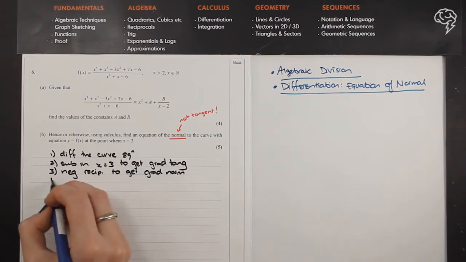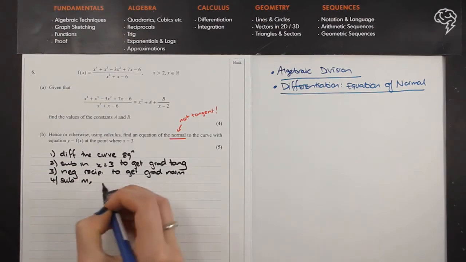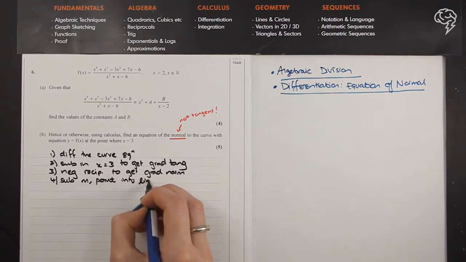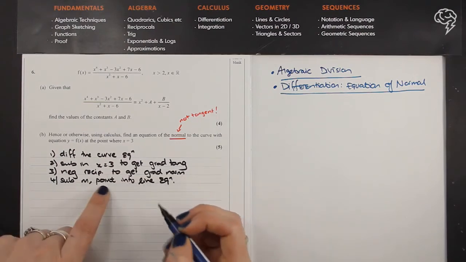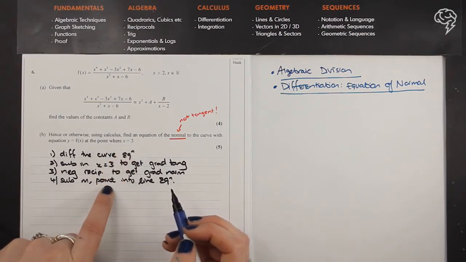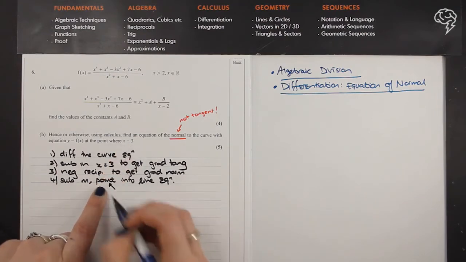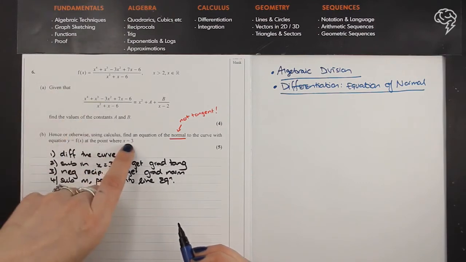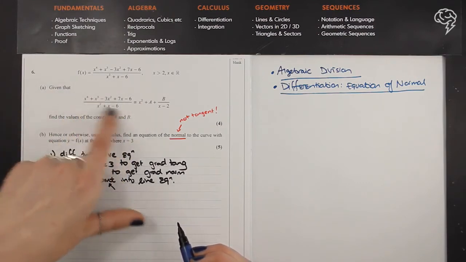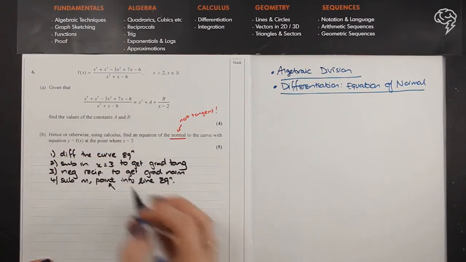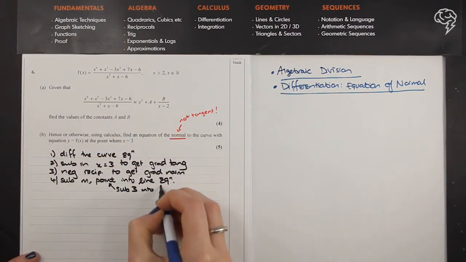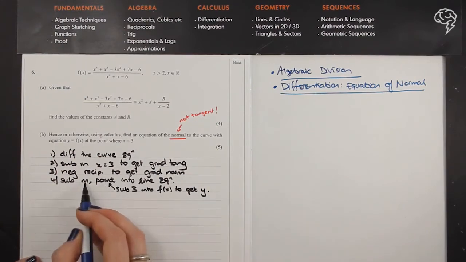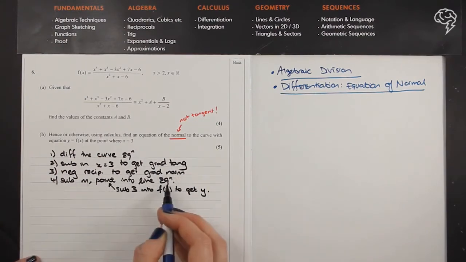And then we sub the gradient and the point into the line equation. Would we have the point? We've got x is 3, but we don't know what y is. So we'd need to go and find out what y was. y and f of x are the same thing, so we can sub 3 into either this form or this form to get the y coordinate. And then that point together with the gradient makes the equation of the normal.